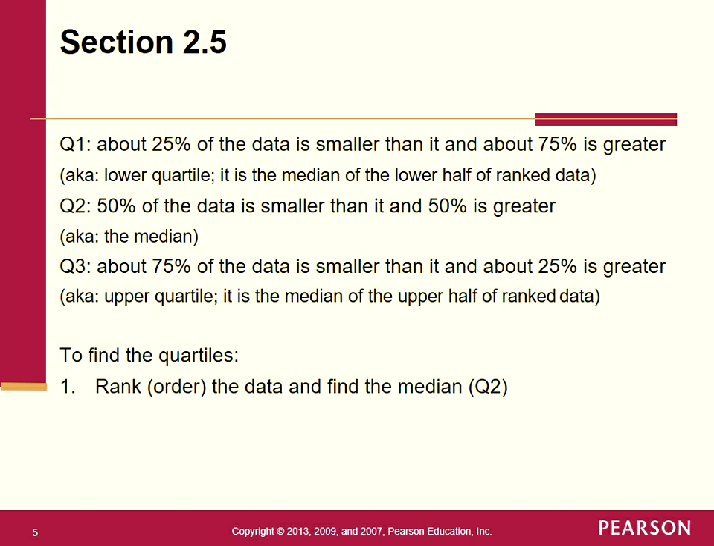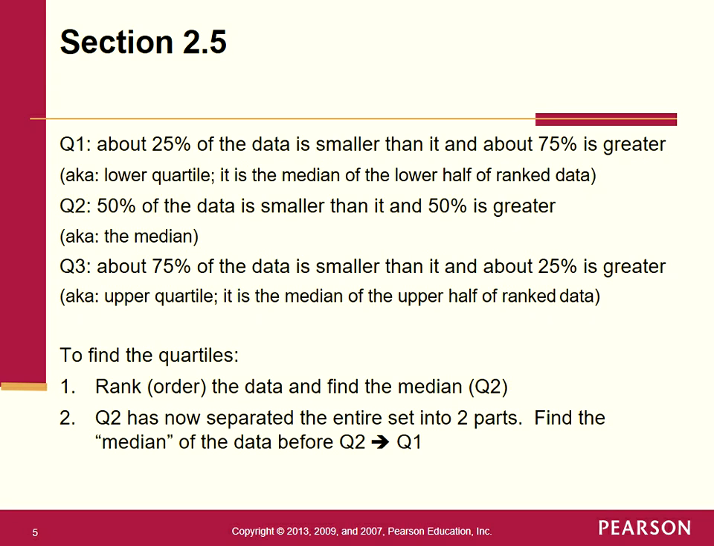All right, to find the quartiles, you would rank or order the data set, and then you go find the median, Q2. And then Q2 now has separated the entire data set into two parts. Find the median of the data before Q2, you found Q1. Find the median of the data after Q2, you found Q3. Simple enough, okay?